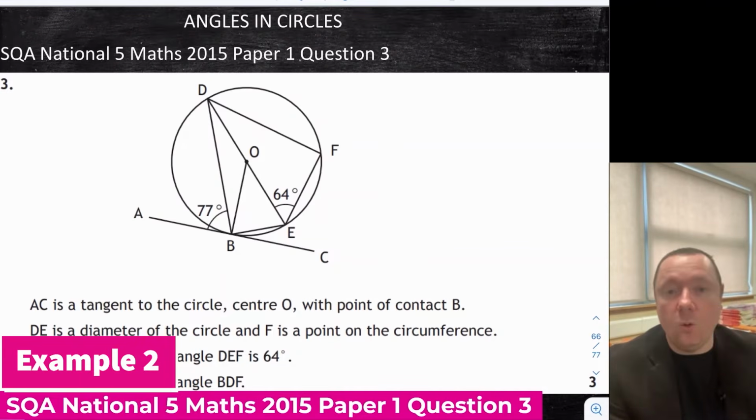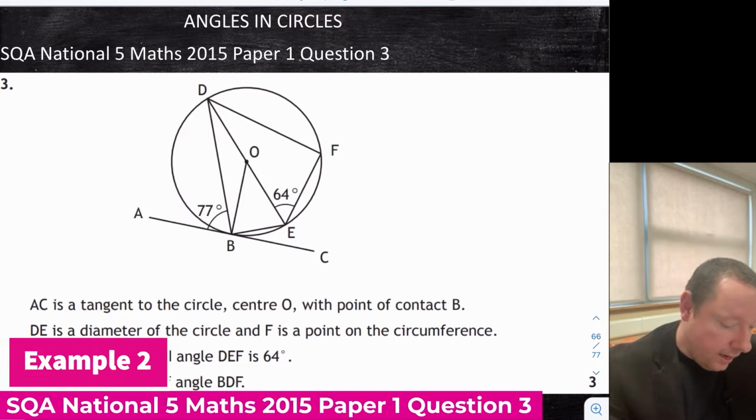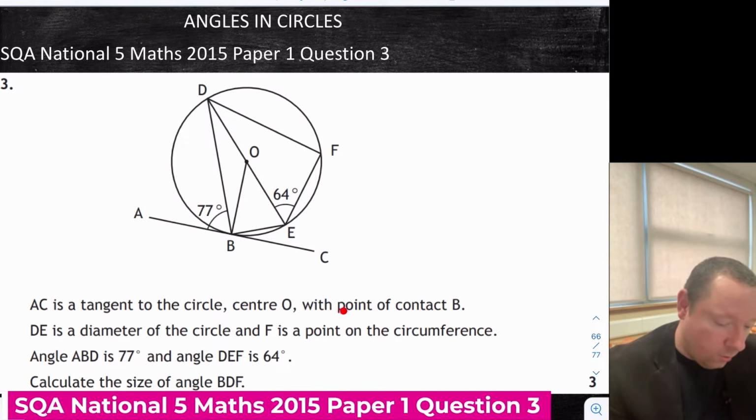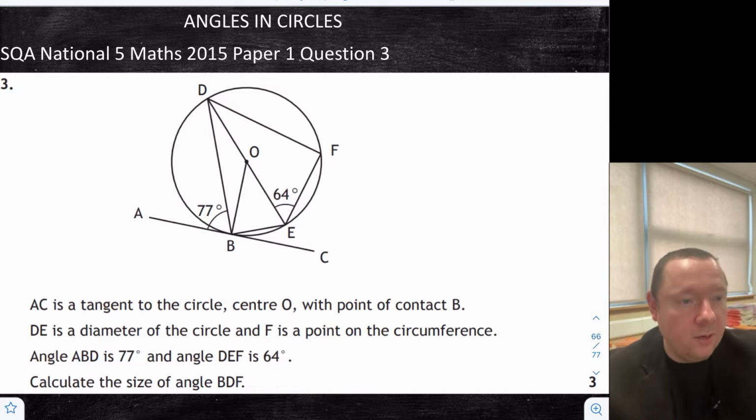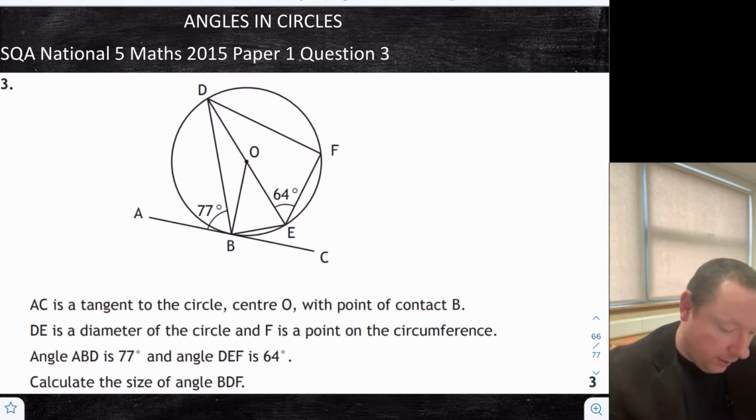2015 paper 1 question 3 said AC is a tangent to a circle centre O with point of contact B, D is a diameter, F is a point on the circle circumference, and it tells you 77 and it tells you 64, which is all in the diagram, and it asks you to calculate BDF. So I usually just start by calculating whatever I can really and just work my way down.